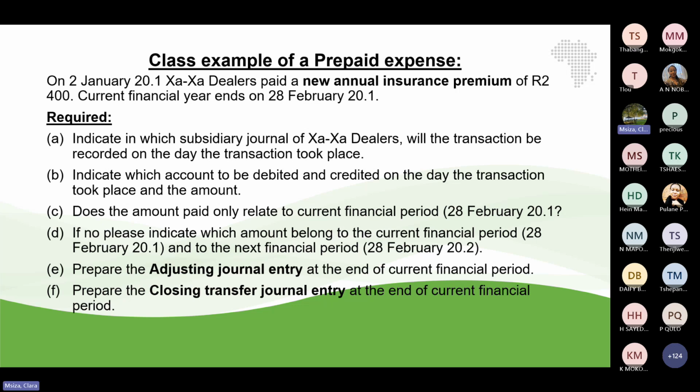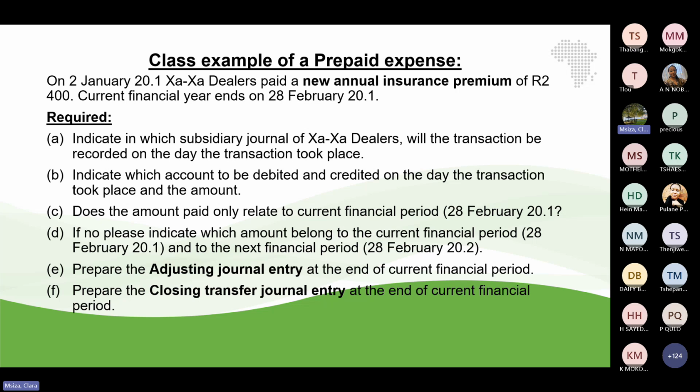So I see someone say 1st of March 2022. So are you saying the year begins after the year end? Because their year end is 28 February 20.1, which means their financial year starts from 1st of March 20.0 to the following period, which is 28 February 20.1. Thank you for those who have indicated.